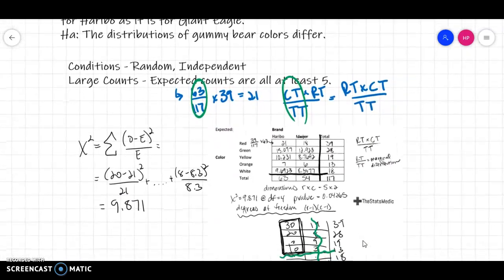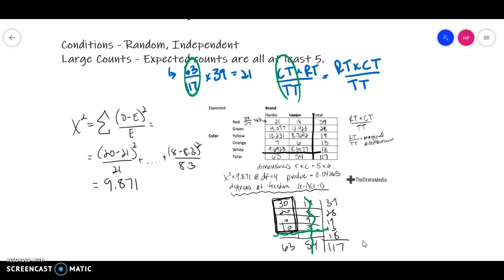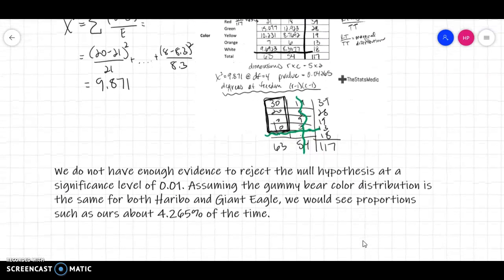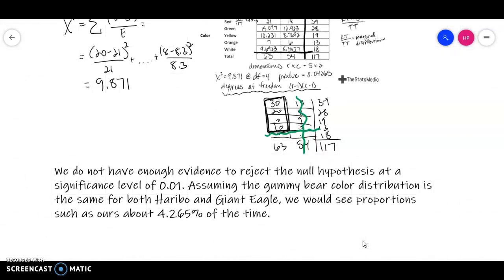Conditions, the only thing that's new is that the expected counts take a little bit more to calculate, but the calculator does it for us. The work step is the same as what it's been. The conclusion step is the same as what it has been.